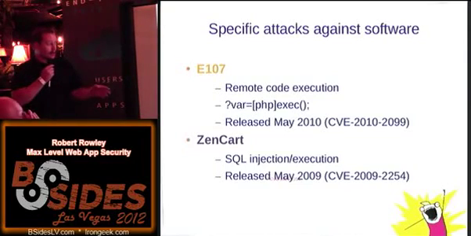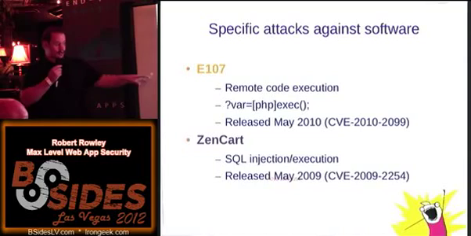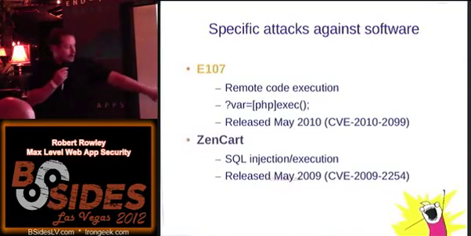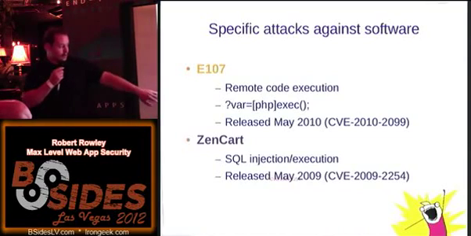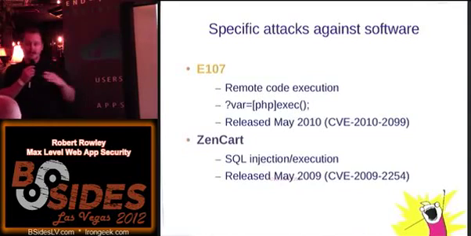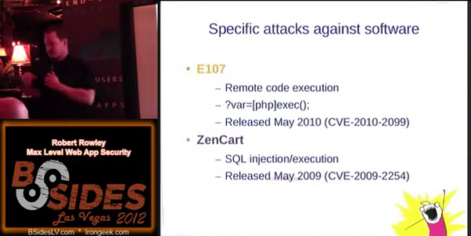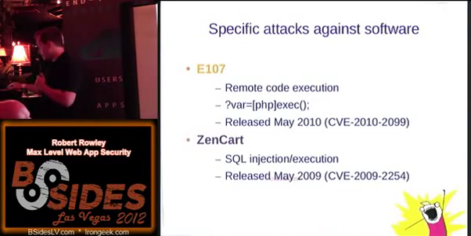And then the other one that I'm going to go into is Zencart. Zencart's a very popular open source web shopping cart. The attack here was released in May 2009. There's a CVE code. It was actually SQL injection/execution. I'm not going to go into the details on it here as in comparison to E107 because it's complex.